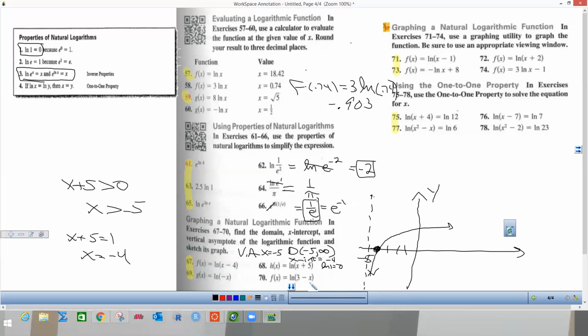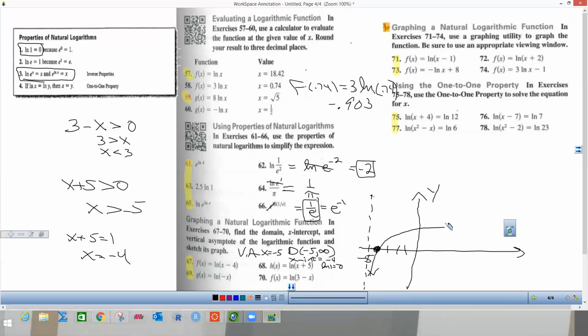Now this one is a little different, so maybe we should do it because you have a negative x. If you remember, when you get a negative x, that reflects the graph over the y-axis. So we're really going to do it the same way. We know that 3 minus x has to be greater than 0 because the domains are all greater than 0 for natural log. So if you add x over, that means 3 is greater than x. Now you probably want to flip that around and say x is less than 3.